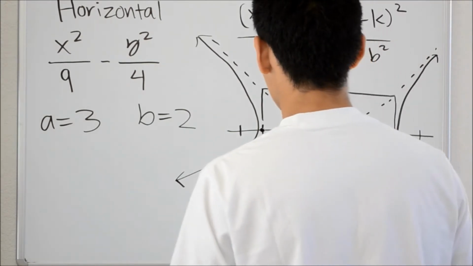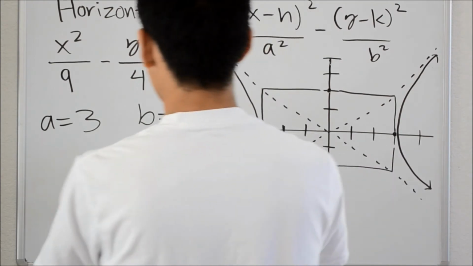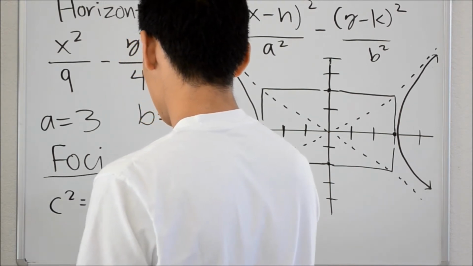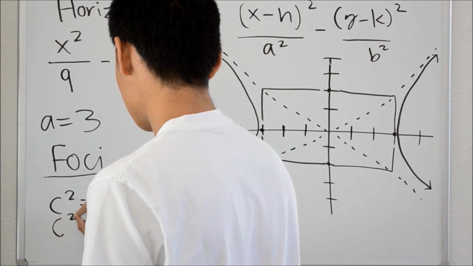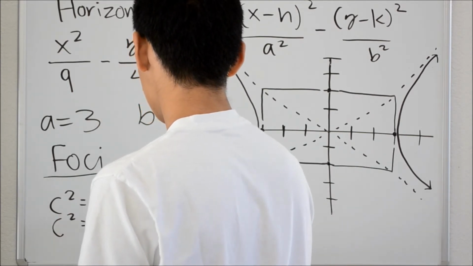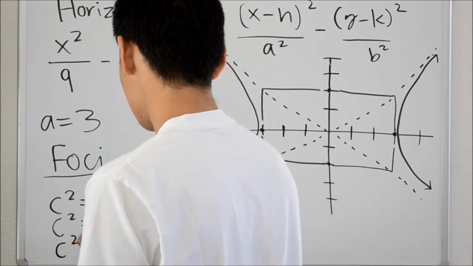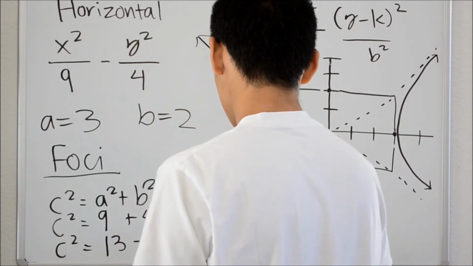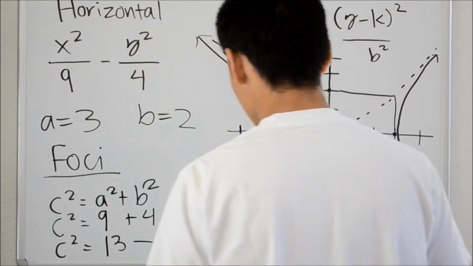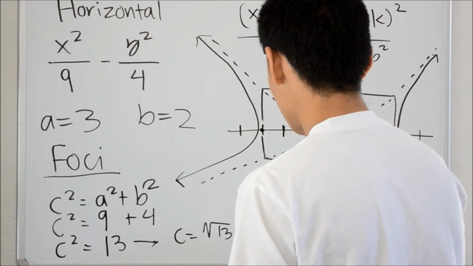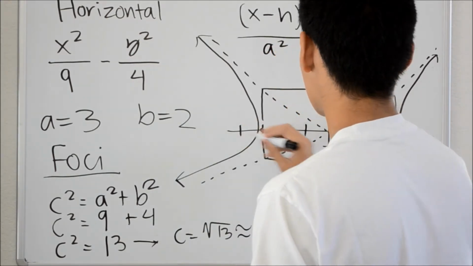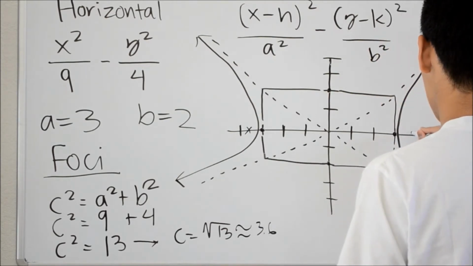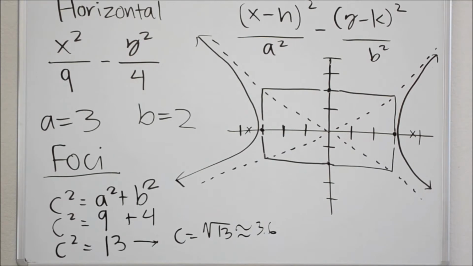After you get both curves, you have to find the foci, which the equation would be c squared equals a squared plus b squared. So then I plug in my values and try to determine what c would equal. It would turn out to be c squared equals 9 plus 4, which is 13, and then c would end up equaling the square root of 13, which is approximately 3.6. Scratch that, 3.6. So then I put my foci up on the graph, and that's how you graph a horizontal hyperbola.